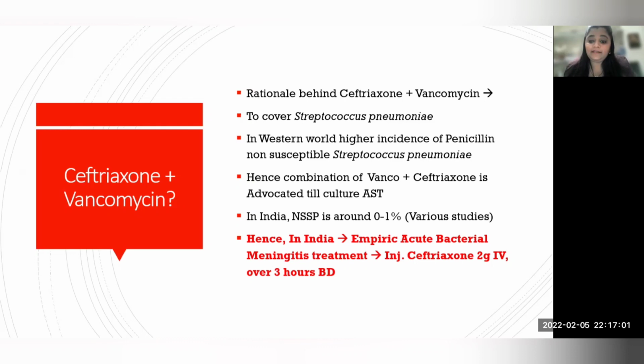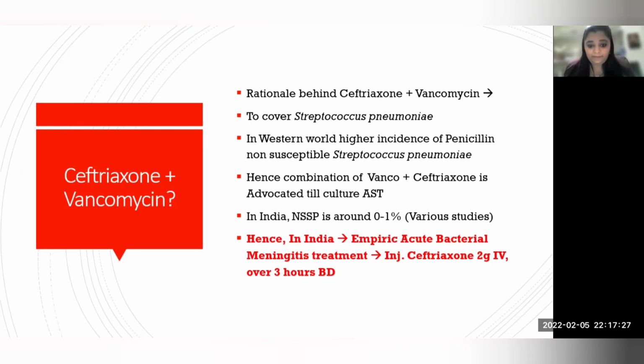In the Western world, there is a higher incidence of penicillin non-susceptible Streptococcus pneumoniae. For Streptococcus pneumoniae, penicillin or a beta-lactam agent is the drug of choice. So there is a higher incidence of penicillin non-susceptible Streptococcus pneumoniae in the Western world. That is why they prefer the combination of ceftriaxone and vancomycin to cover these isolates.